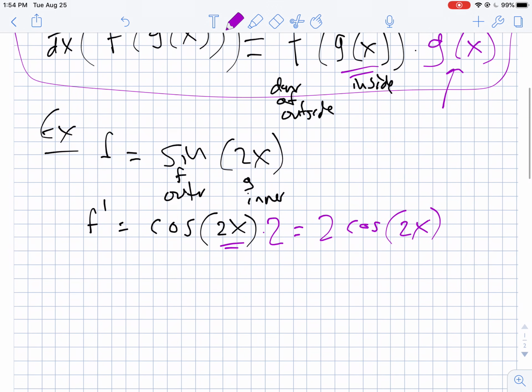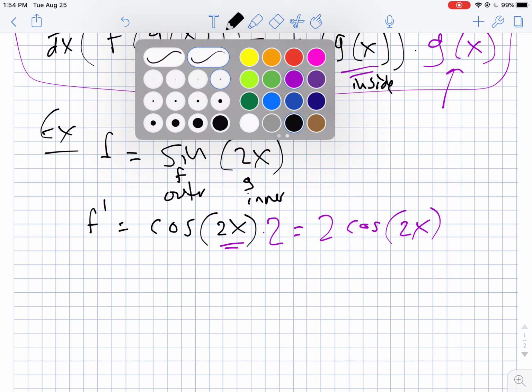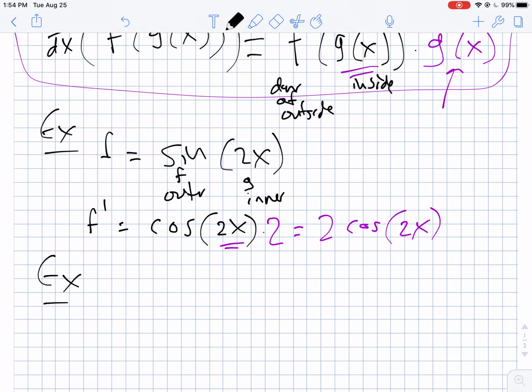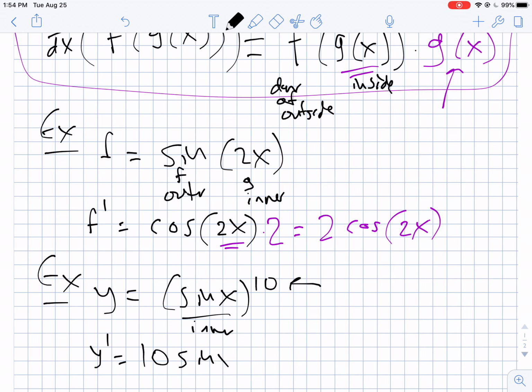We're going to now look at several other examples here. So suppose, for example, we take sine of x raised to the 10th power. Okay, so here the inside is actually the sine. The outer part is the exponent. That's on the outside. So when you take the derivative, the first one that comes down is 10 sine of x to the 9th power times the derivative of sine, which is cosine of x. Okay, so there you go.